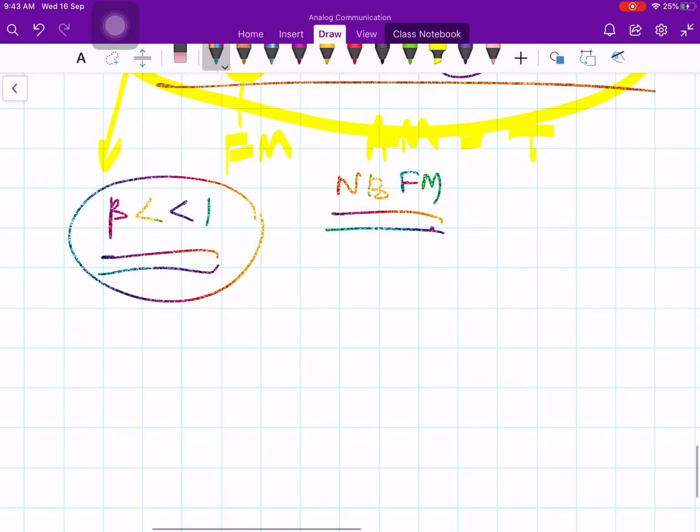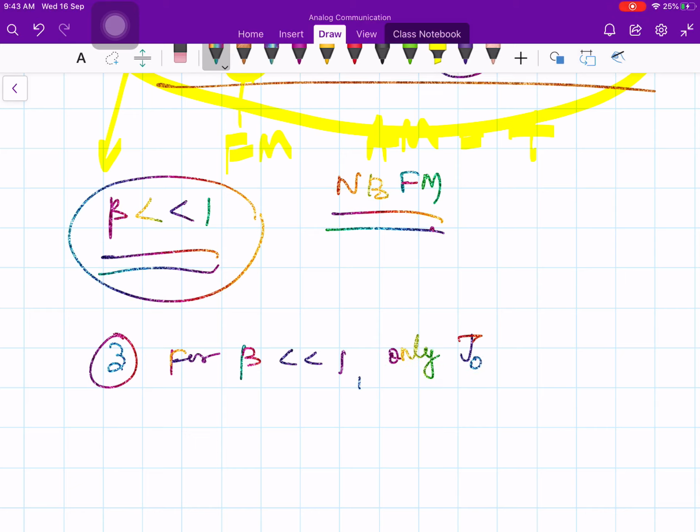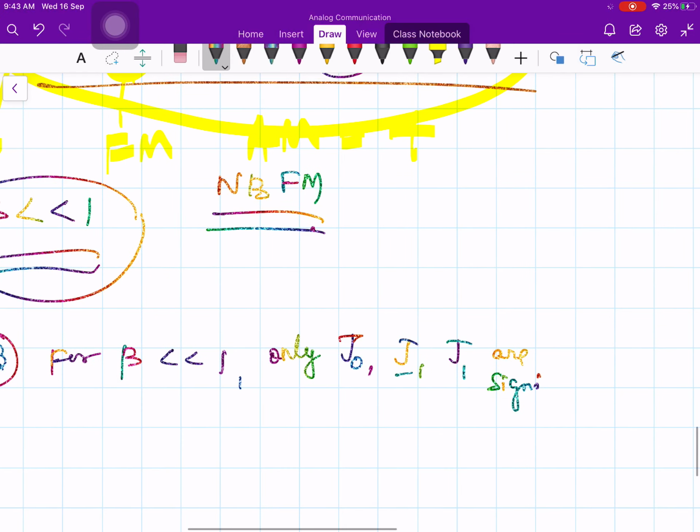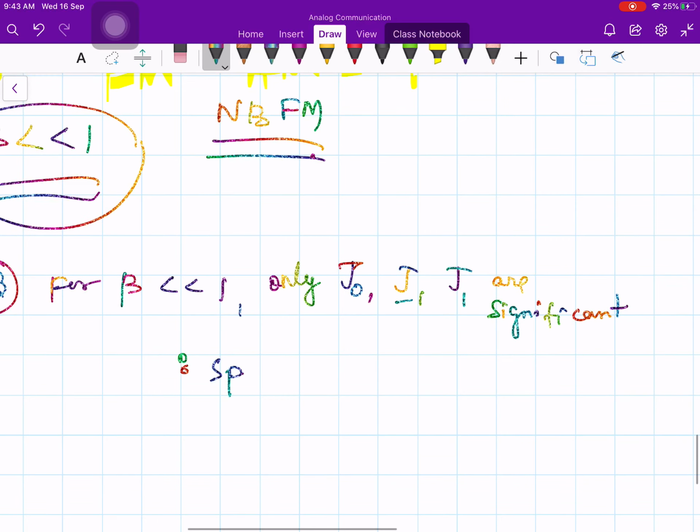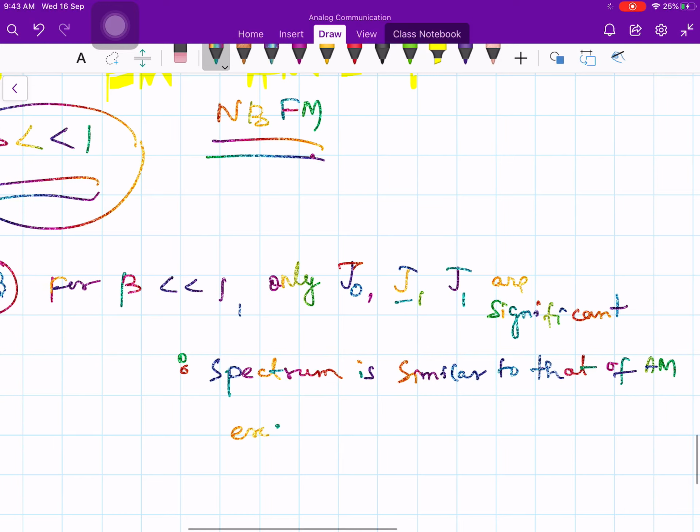So the third point, let me write down: for beta much less than 1, only, as I said, J0, J minus 1, J plus 1 are significant, and the remaining are insignificant. In this case, the spectrum is similar to that of AM, except for the phase reversal.